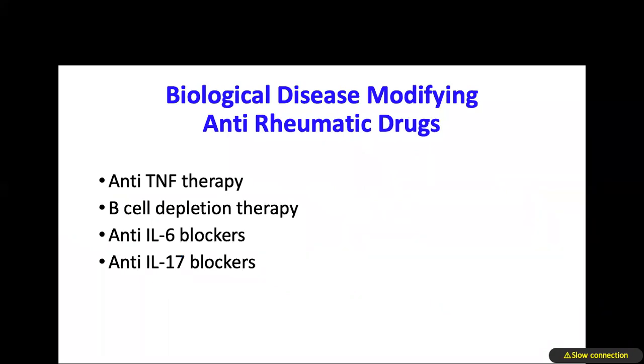So these are the biological disease modifying drugs. If you can type this and mention infliximab and adalimumab as anti-TNF therapy, I am more than happy. We have rituximab, which is a B-cell agent, and we have interleukin-6 blockers, and we have interleukin-17 blockers.